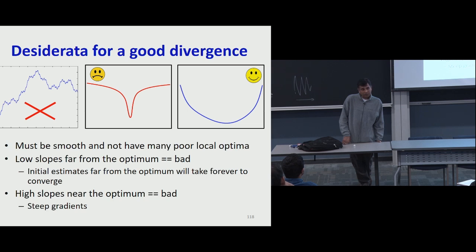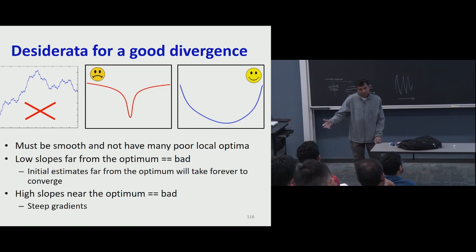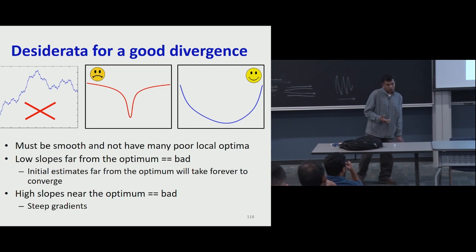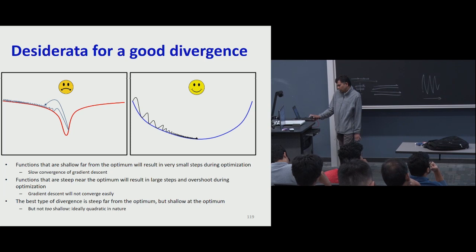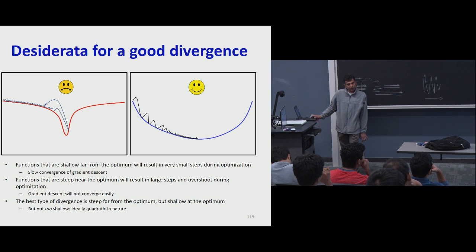And then once you're in the valley, it's so steep that you're likely to begin overshooting and swinging around. The best kind of loss function you want is the one to the right, where it's initially steep, and then as you get to the optimum, it becomes shallow. So you can get there in a much more controlled manner. And that's basically what this figure is showing. Something to the left, you're going to get behavior of this kind, although it has a nice, unique minimum, whereas the figure to the right is going to give you much cleaner convergence.